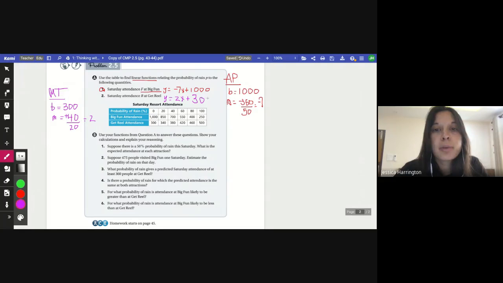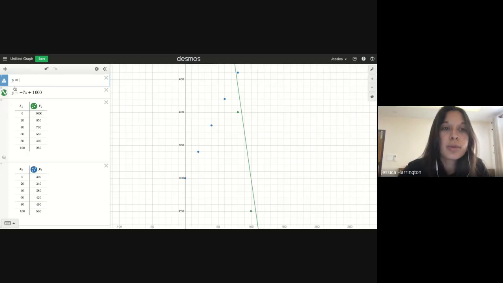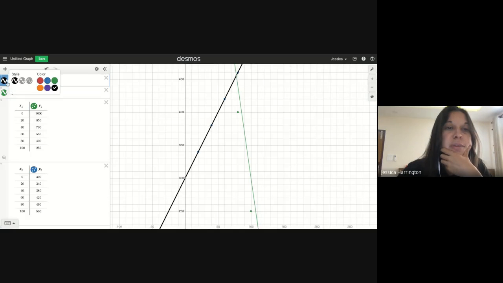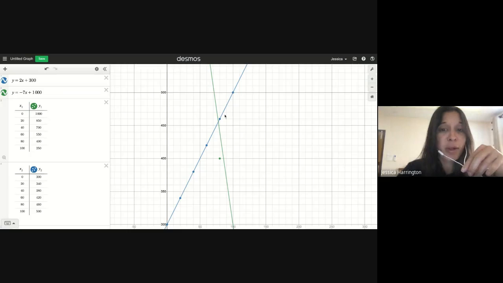And now the really cool thing is when I go back to Desmos and I hit plus and add another function, y equals 2x plus 300. I'm going to make this blue so it matches the colors of my points. You can leave it black, but I'll make it blue. You can see how that hits exactly all of the points, which means this is really a linear function, it looks like. My line goes through all of those points. It's a constant growth each time. So now I have my 2 lines that I can use to answer the questions for part B.